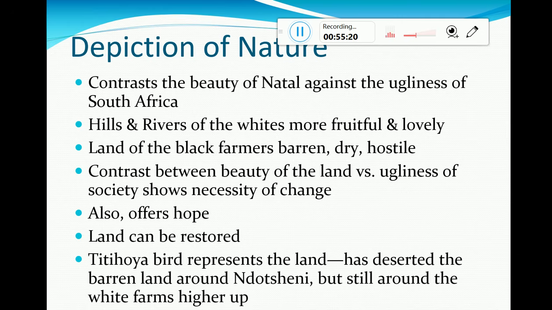Of course, the Titihoya will cry away in the highlands where James Jarvis resides. But the Titihoya does not cry where the land is deserted, where the land is dry, where there is no water. So when the author says the Titihoya does not cry, it signifies poverty because the land is hard, the land is dry, and this is what we call symbolism.